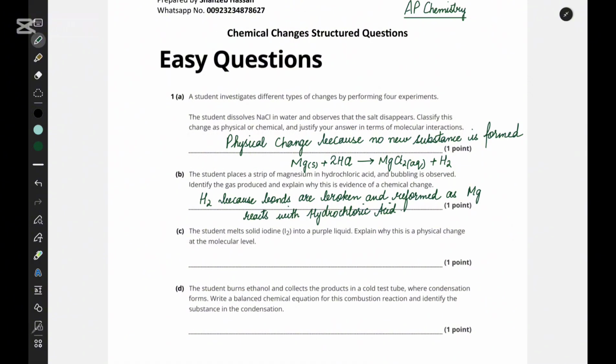The student melts iodine into a purple liquid. Explain why this is a physical change at the molecular level. It's a physical change because no bonds are broken or formed at the molecular level.